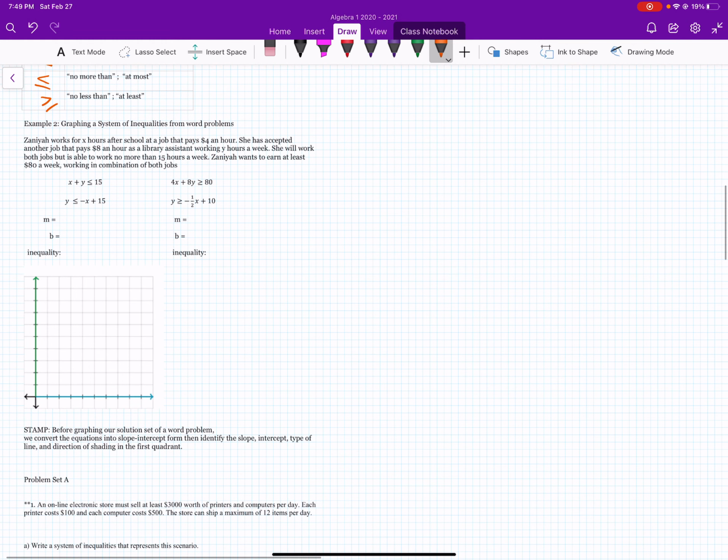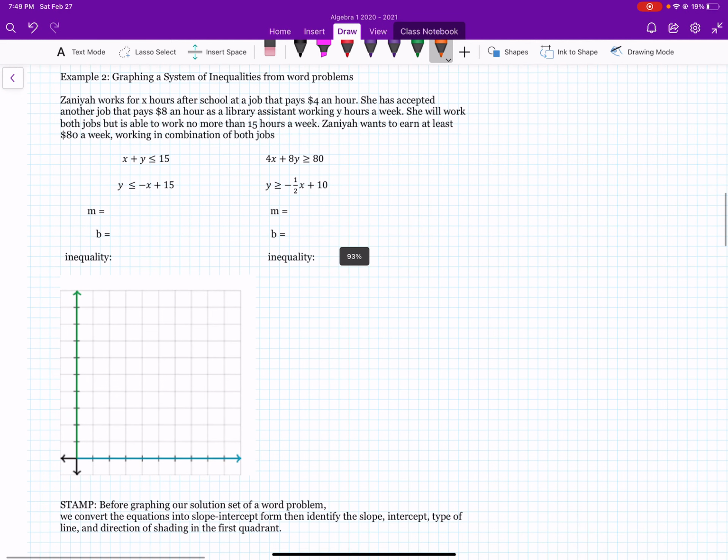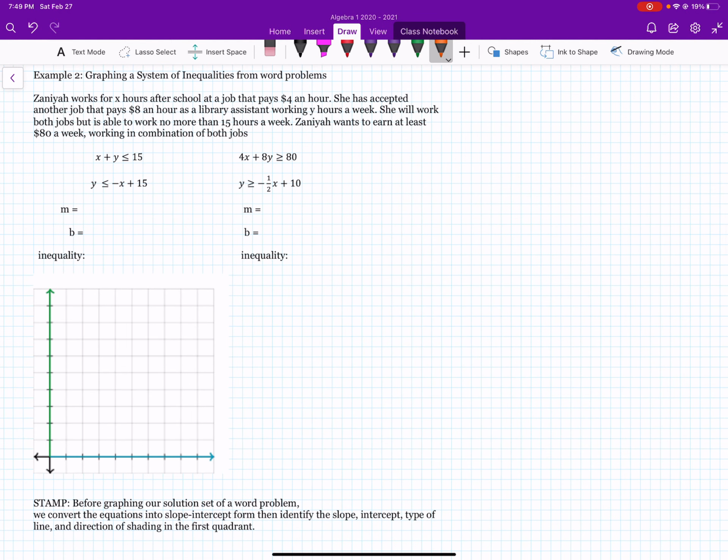So now you have finished with problem set A, we're going to go on to problem set B. We're going to example 2. We're now going to be graphing these inequalities. So again, we were in standard form. We convert to slope-intercept form, converting to y-intercept form.